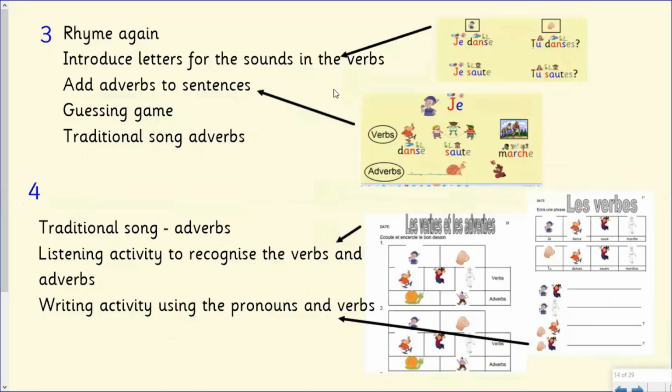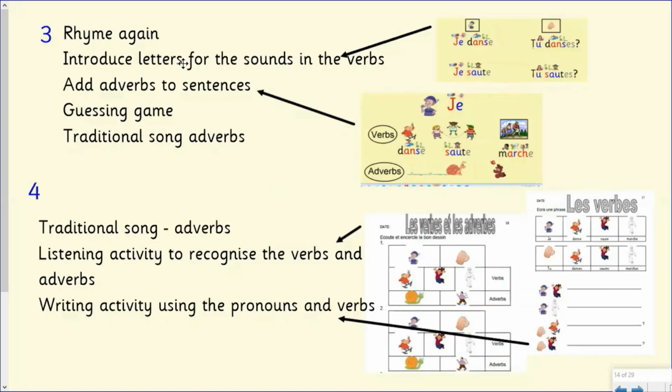And then I would introduce which letters make those sounds. So now they are seeing the whole spelling. They've got the support of the images above to help them pronounce them. And if you can make out there in grey are all the silent letters.